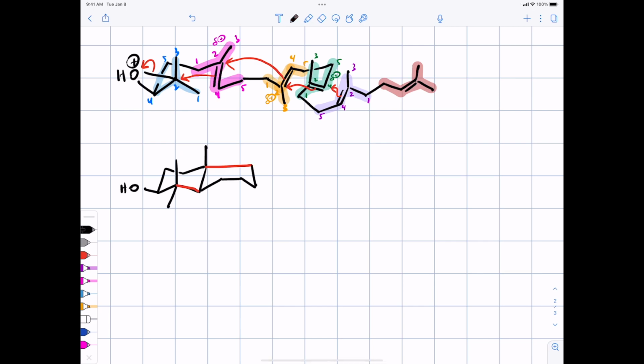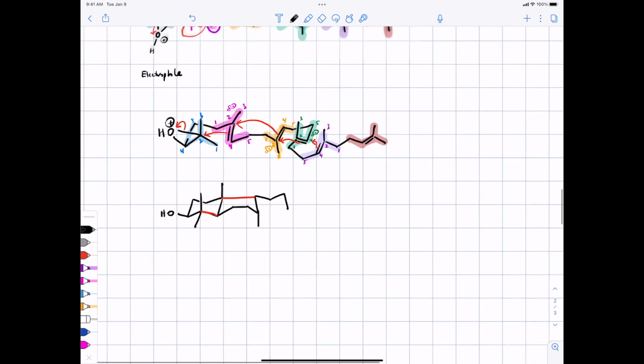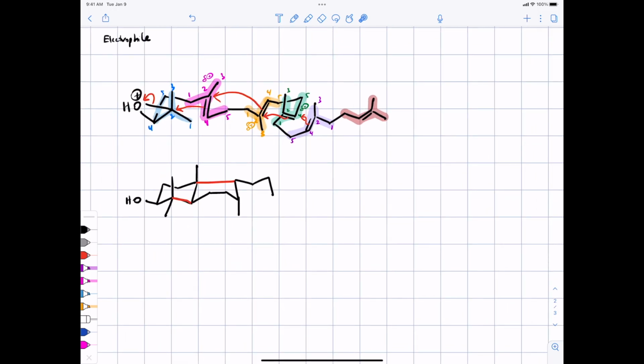I realize I'm not drawing a realistic chair for this next ring, and that's okay. Just to keep the visual connection between what we've just done.